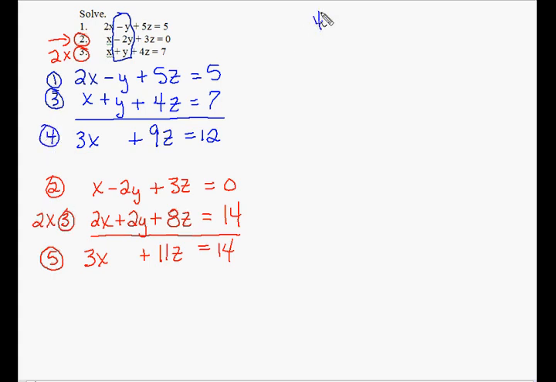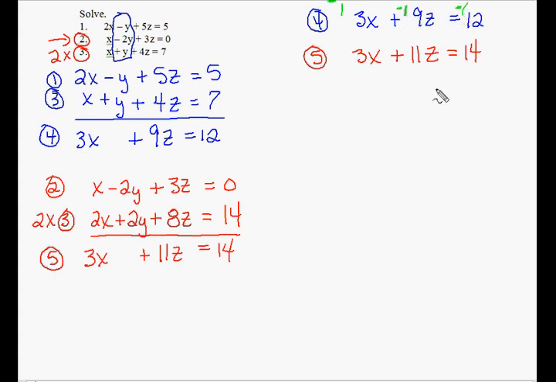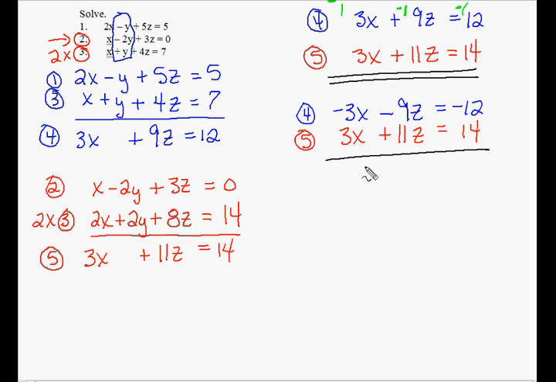So we take equation 4 and equation 5 and decide again which variable we want to get rid of. We already got rid of all the y's, which was our first intention. Now we have to get rid of another variable. It appears that it would be easier to get rid of our x here. If I multiply everything in this first equation by a negative 1, then I would have negative 3x minus 9z equals negative 12, and equation 5 hasn't changed. 3x plus 11z equals 14. Let's add these two equations together. Our x's go away, and we have 2z is equal to 2. So we can see that z equals 1.